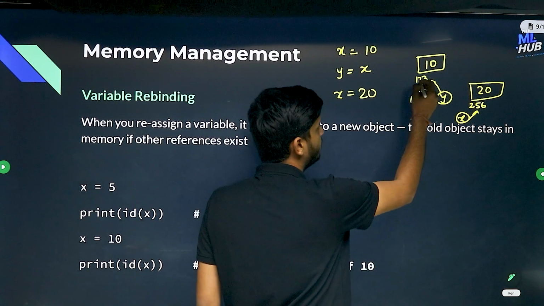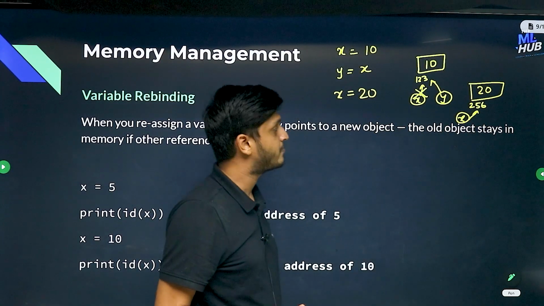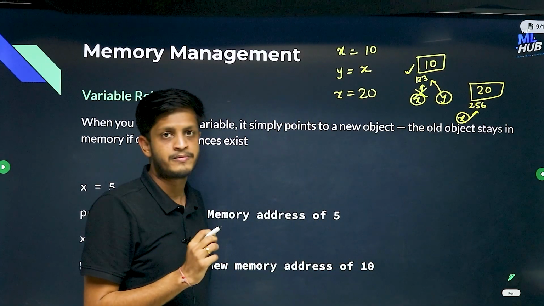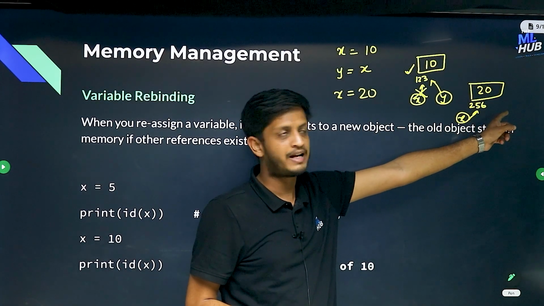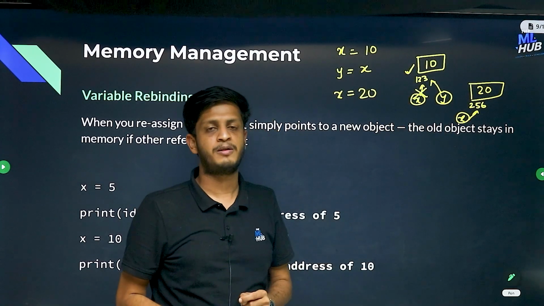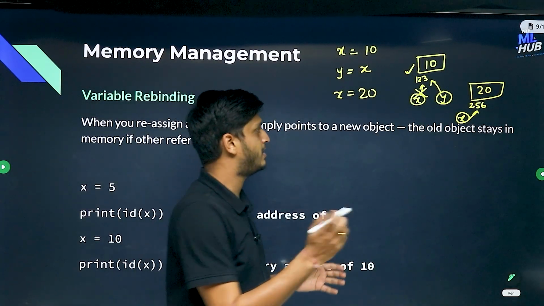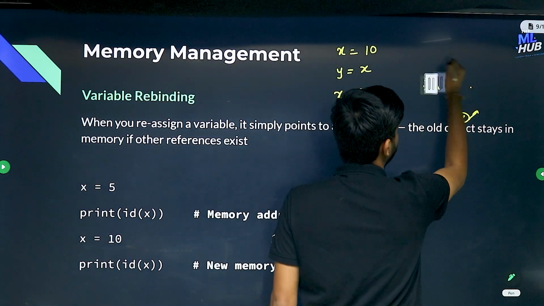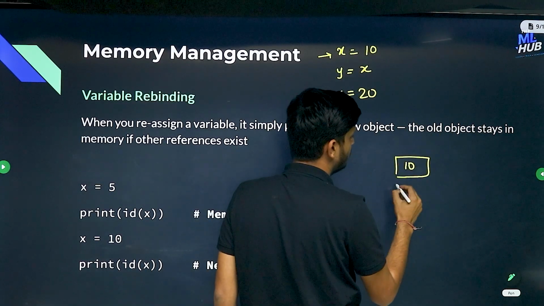Initially x was referring to memory location 123, but when you change the value, x is now pointing to memory location 256. Now this particular memory location 123, which stores the value 10, what will happen to it? x is now pointing to the other memory location, so what will happen to 123? Since y is still pointing to this particular memory location, it will not be deleted. Think of what actually happens inside when you run this line, x is equal to 10. So 10 will be stored in memory, let us say at memory location 123.